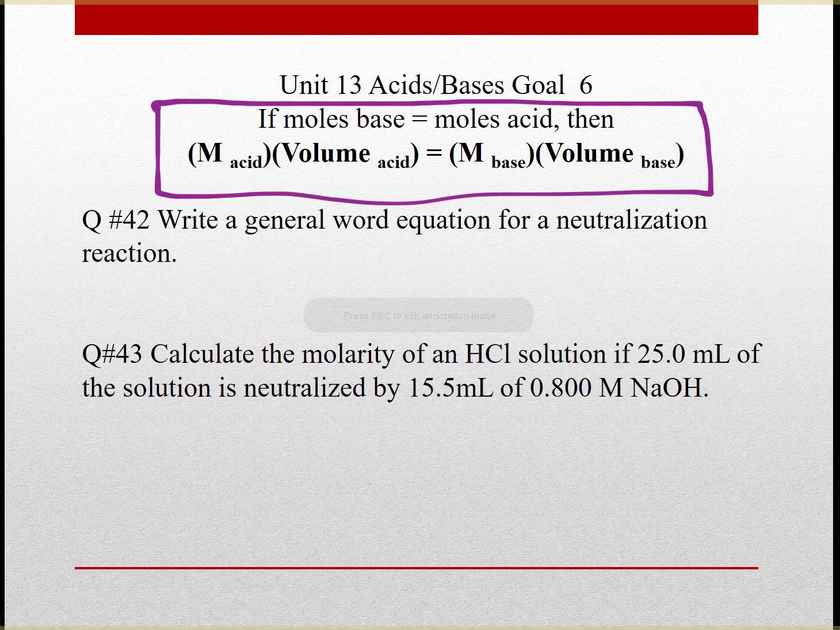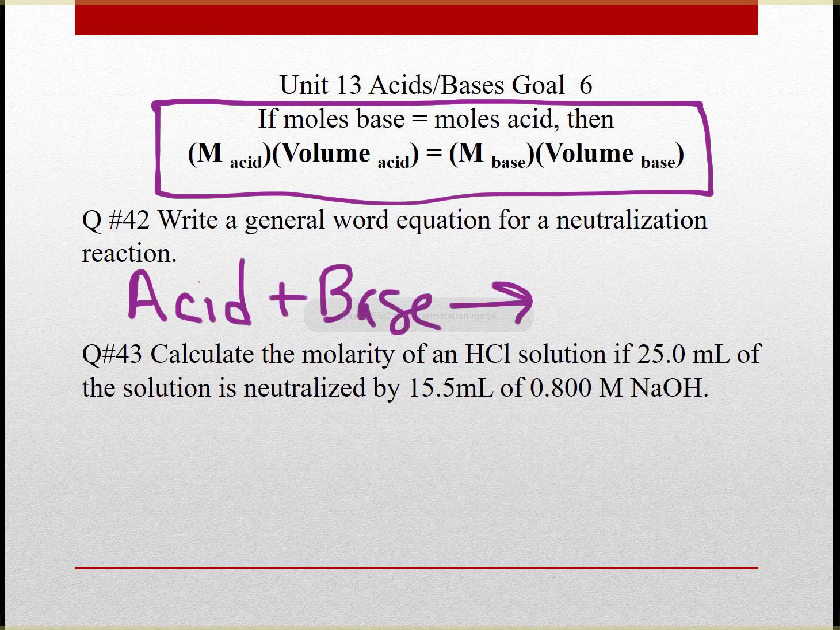So let's look at homework question number 42. Write a general word equation for a neutralization reaction. A neutralization reaction just means that we're taking an acid and adding it to a base. And we're always going to get water, and then we'll have a leftover, and it is a salt. It is the conjugate base from the acid and the conjugate acid of the base, put together.